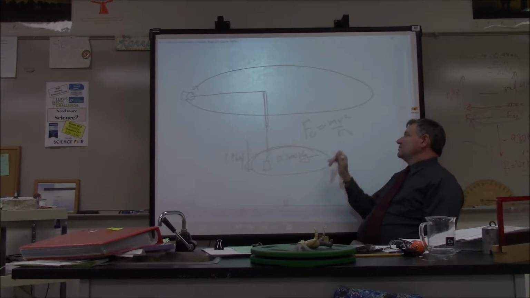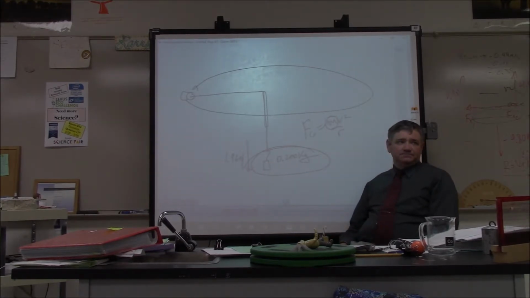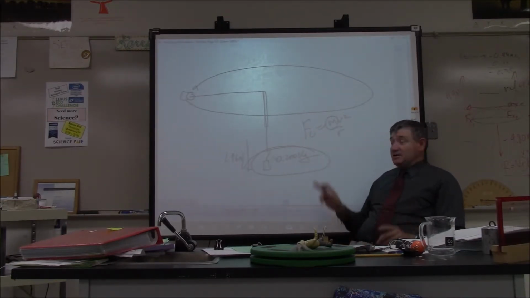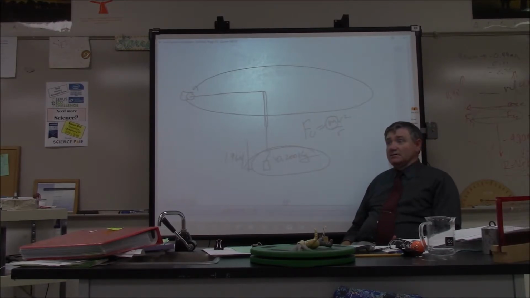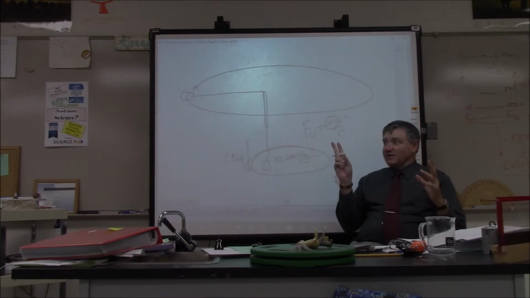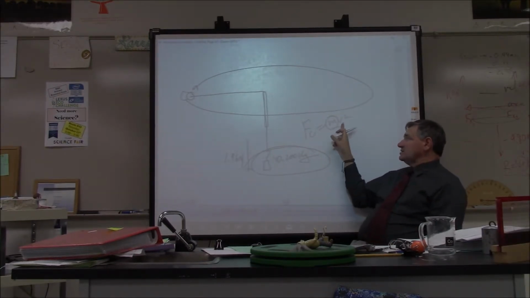So here's the million-dollar question: is this mass the mass of the stopper or the mass of what's hanging down below? The stopper. Why is that the mass of the stopper? Because that's what's going around in a circle. So this is going to be the mass of the stopper. Here's your radius, here's your velocity.